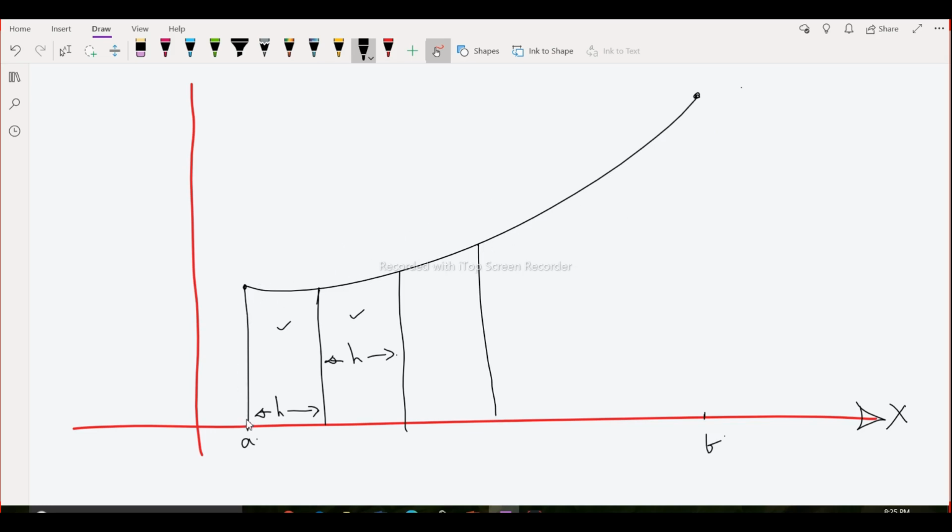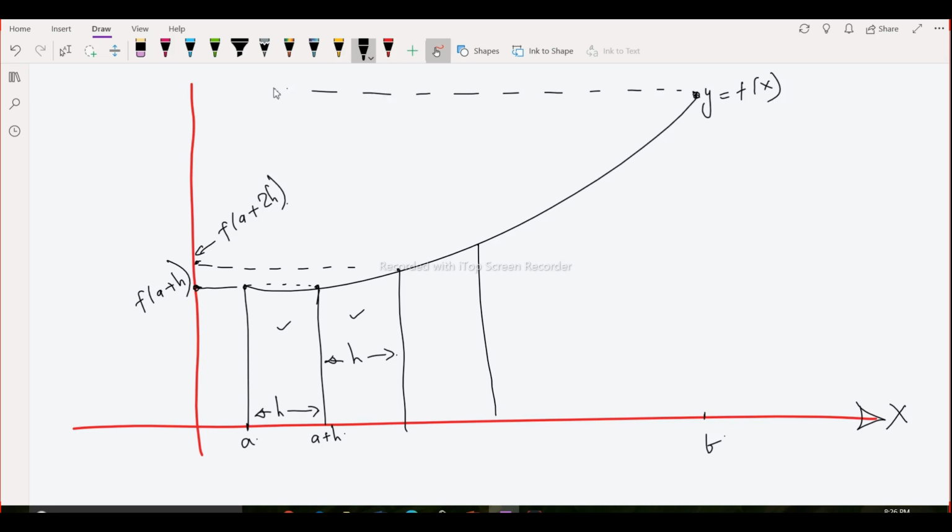So this is a, and this point would be a plus h. Obviously the height of this will be, because this curve is y equal to f(x), f of a plus h. Similarly, the height of the other rectangle, now this will be h plus h, so this height will be f of a plus 2h. Similarly, we'll keep going till the last, when we reach here, since we'll have n rectangles, the last height would be f of a plus nh. And I'll be finding the areas of all the rectangles.